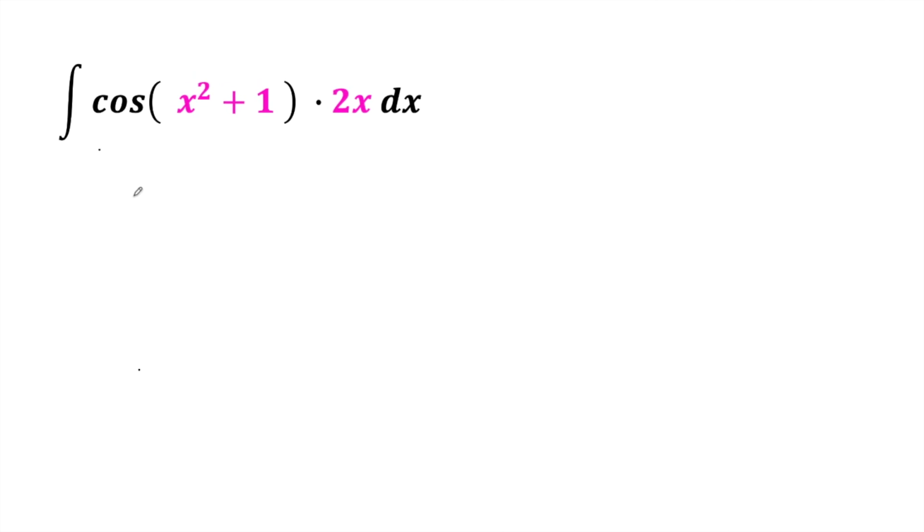So to evaluate this integral, our substitution u is going to be the inner function, which is x squared plus 1. And then we'll take the derivative of this function u with respect to x. So the derivative of this function is 2x. And then we multiply formally both sides by dx. And we get that du is 2x dx.